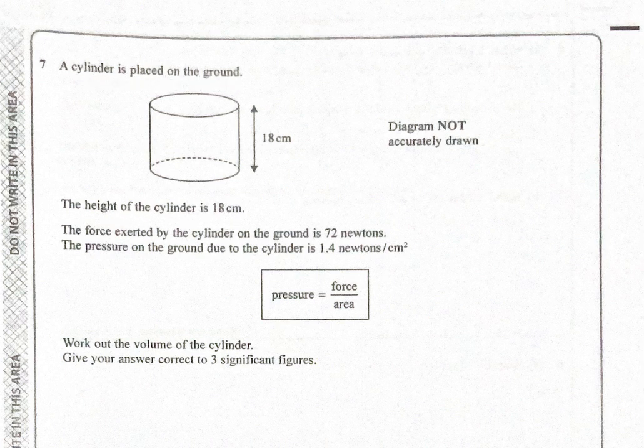Number 7. A cylinder is placed on the ground. The height of the cylinder is 18 centimeters. The force exerted by the cylinder on the ground is 72 Newton. The pressure on the ground due to the cylinder is 1.4 Newton per centimeter squared. Work out the volume of the cylinder. Give your answer correct to 3 significant figures. To find the volume of the cylinder, pi r squared, which is the area of the base, times the height, which is 18.